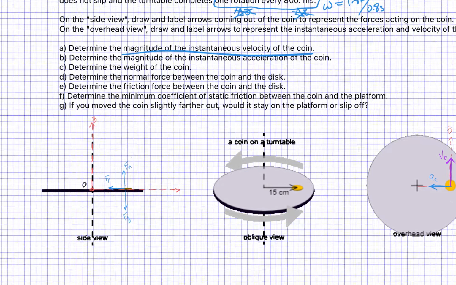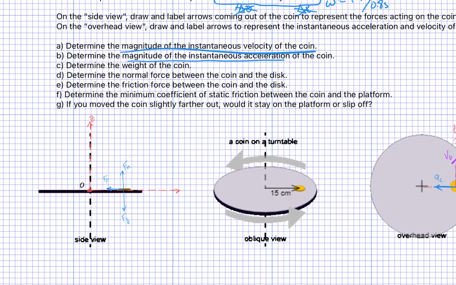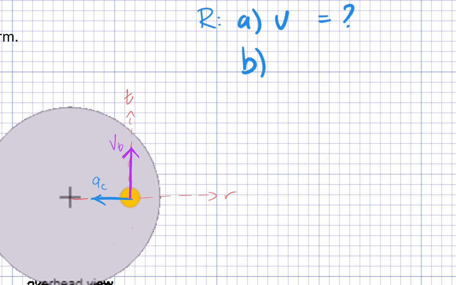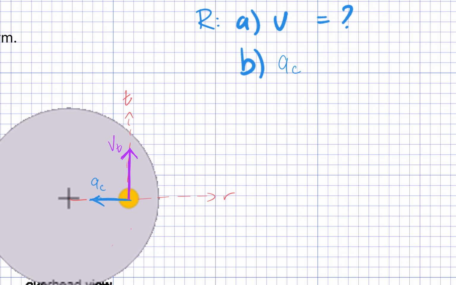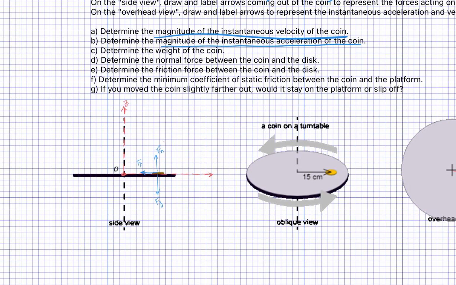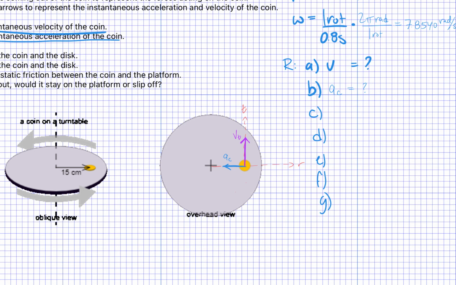Okay, and then B, what do we want? We want to determine the magnitude of the instantaneous acceleration of the coin. That's the acceleration towards the center. Again, there's only one acceleration to this coin. It's not speeding up tangentially. However, I'm going to leave that c there just to remind myself that that is the acceleration towards the center. Okay, number C, we want to know the weight of the coin, the force of gravity of the coin.